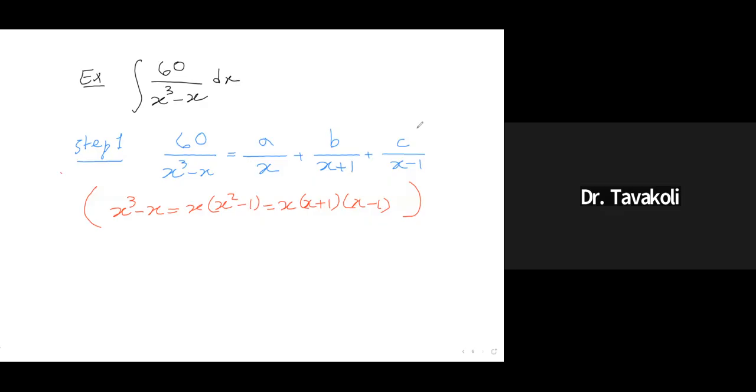So I multiply both sides of this equation by x³ − x, or by x times (x + 1) times (x − 1). x³ − x in the factorized form is x times (x + 1) times (x − 1). So I multiply both sides by x times (x + 1) times (x − 1).